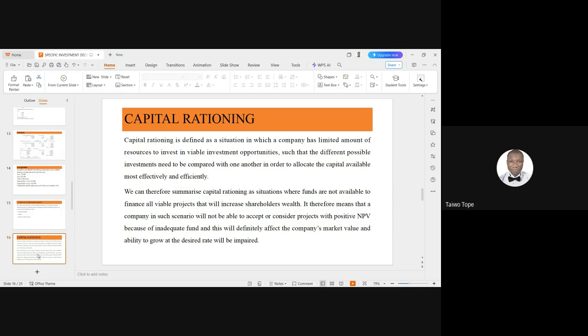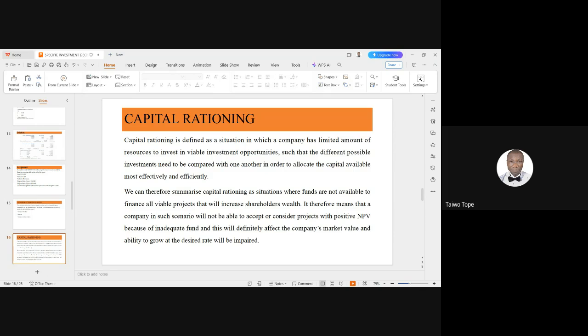Now, let's talk about capital rationing. Capital rationing happens when a company has more profitable projects, more projects with positive NPV, than it has money to fund. When you have good opportunities, but there is insufficient fund to finance those projects, the issue of capital rationing will set in.